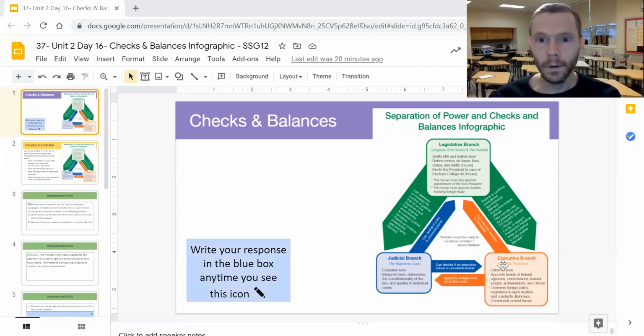Day 16 is part of Unit 2. And what we're going to look at in this video are the separation of power and checks and balances infographic. And we'll take a look at some scenarios to see how checks and balances can be applied to various constitutional issues in the United States.